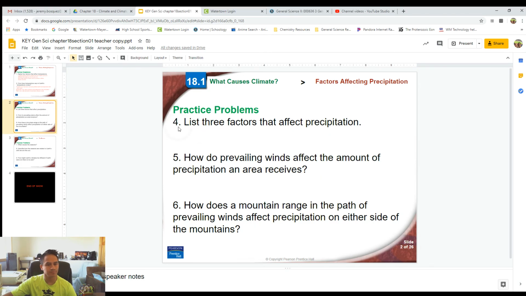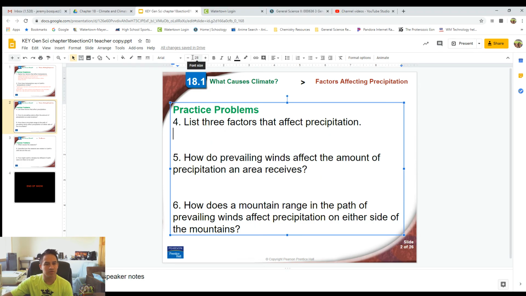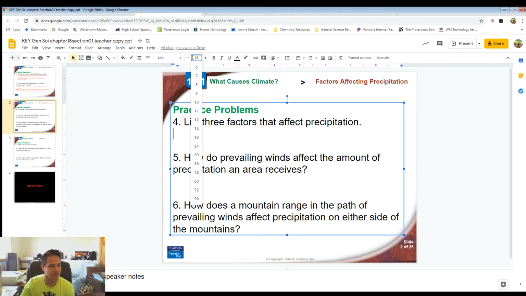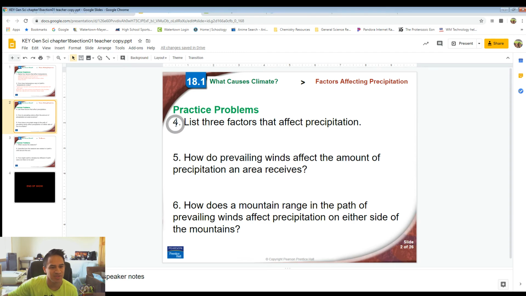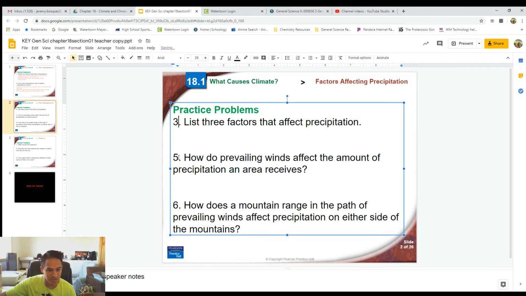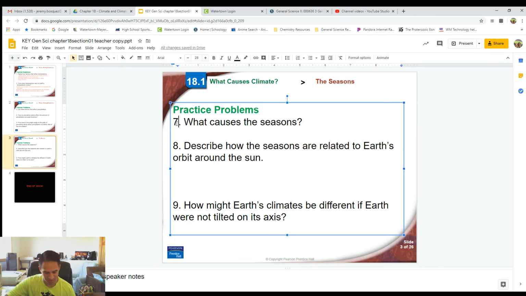So all right, number 4. It should be number 3, actually. Misnumbered. All right, let's change this. Number 3, number 4, number 5, 6, 7, and 8. All right, well, good thing I know how to number things, right?